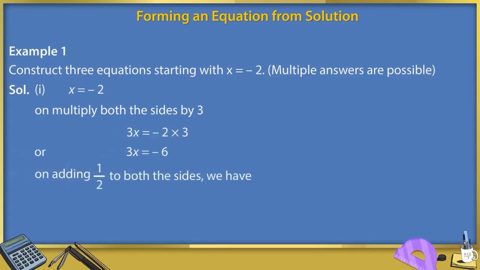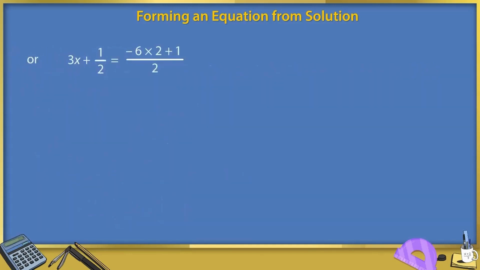On adding 1 by 2 to both the sides, we have 3x plus 1 by 2 is equal to minus 6 plus 1 by 2, or 3x plus 1 by 2 is equal to minus 6 multiplied by 2 plus 1 by 2, or 3x plus 1 by 2 is equal to minus 12 plus 1 by 2, or 3x plus 1 by 2 is equal to minus 11 by 2.